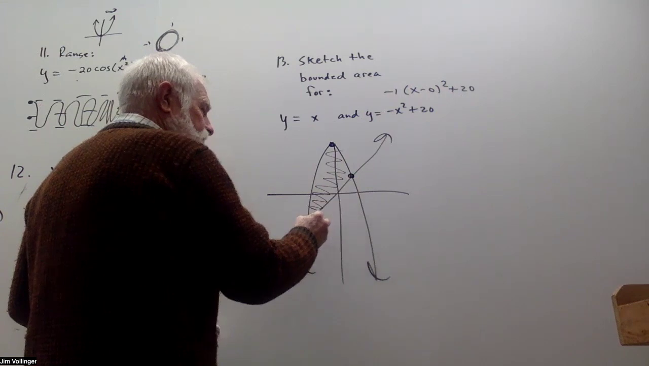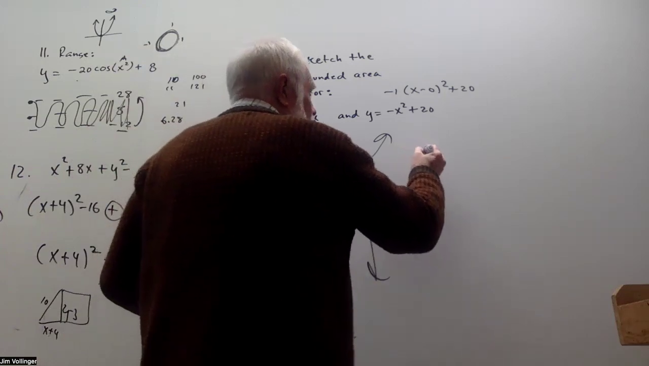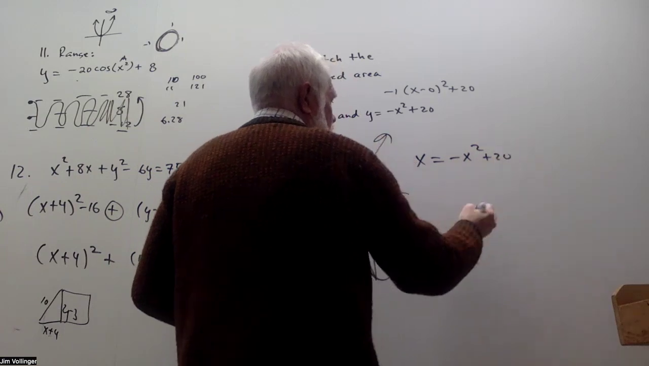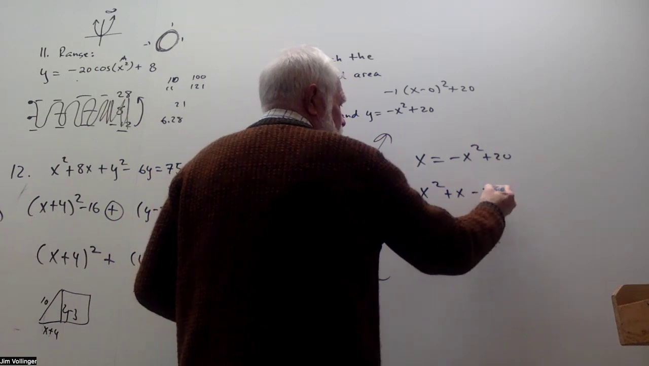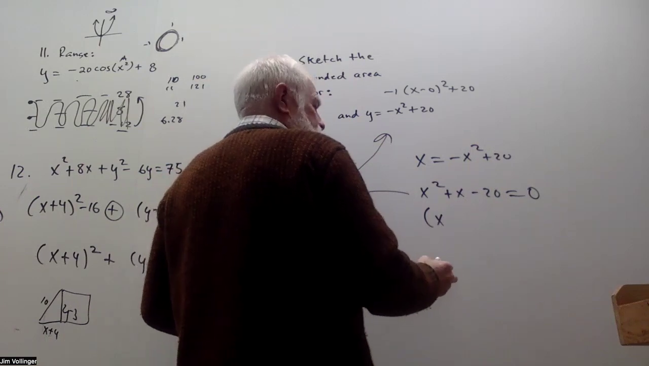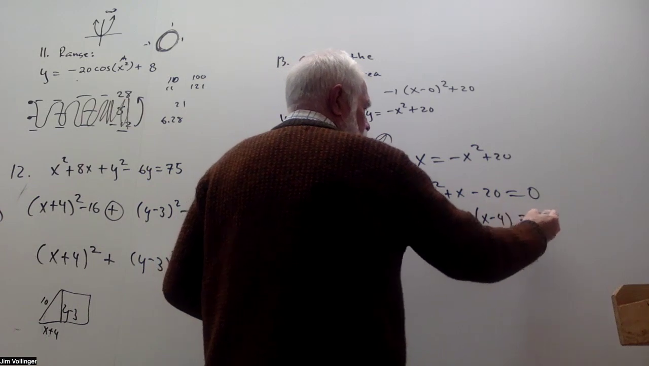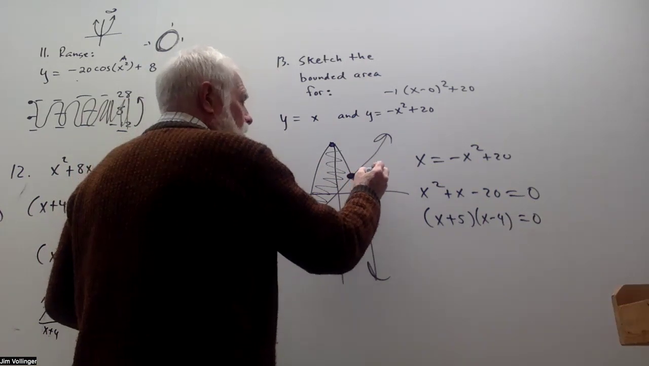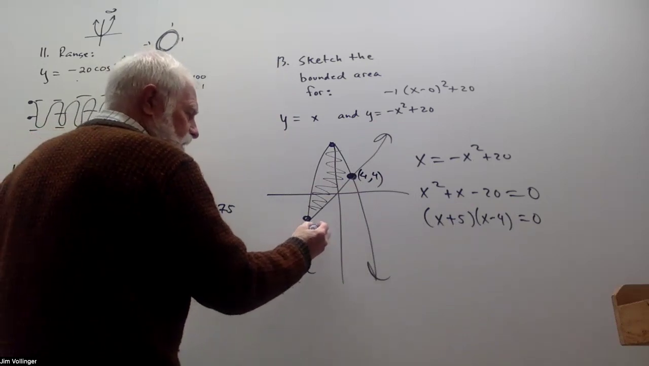We'd better find their points of intersection. It's an Algebra 1 question. How do we find those points of intersection? We set x equal to -x squared plus 20. And so therefore, x squared plus x minus 20 equals 0. I like to keep the coefficient positive. So that gets us (x + 5)(x - 4) = 0. So therefore, we have (4, 4), since it's on the line y equals x, and (-5, -5).